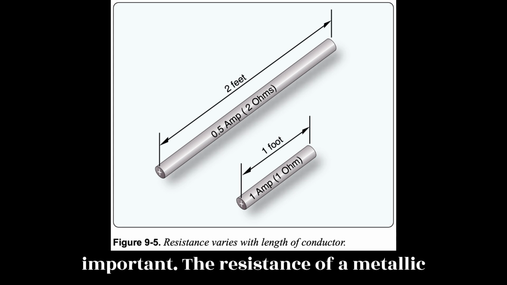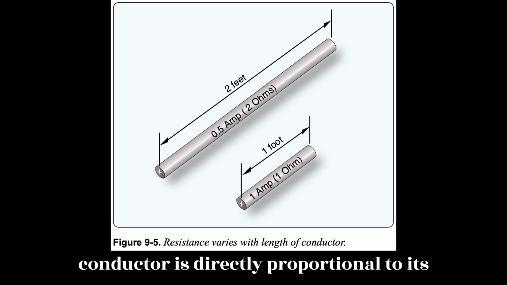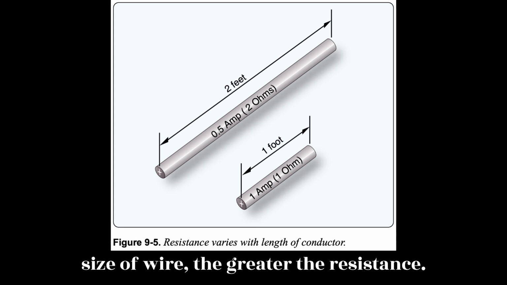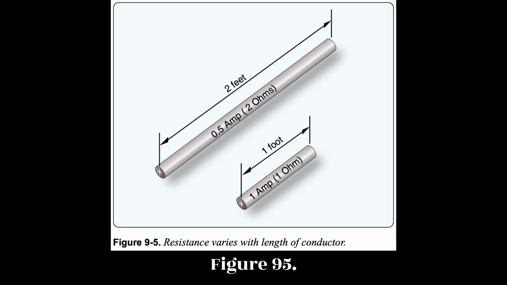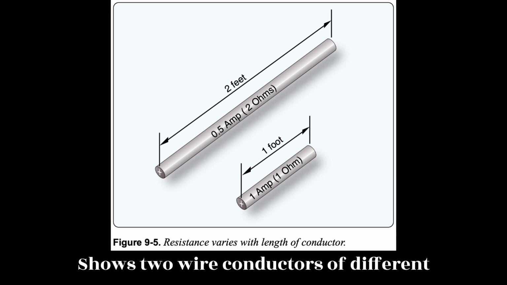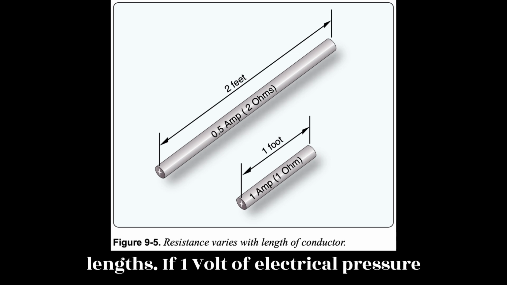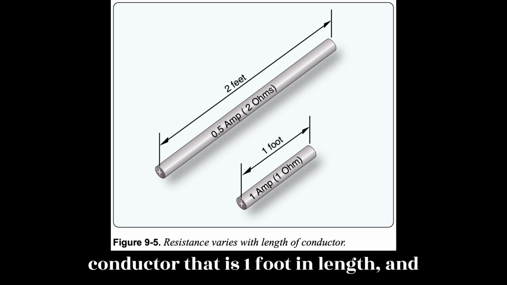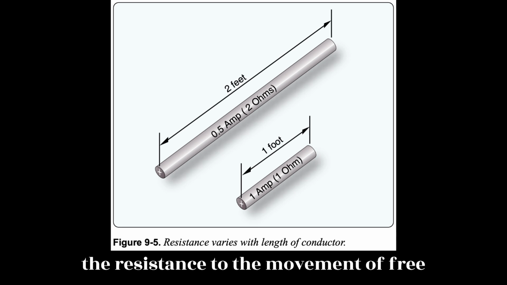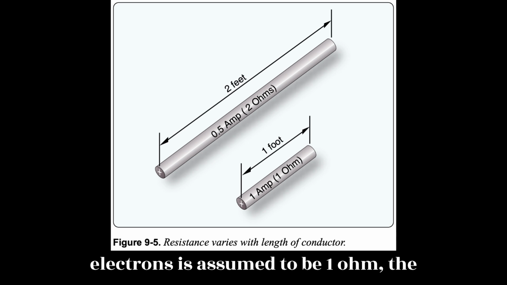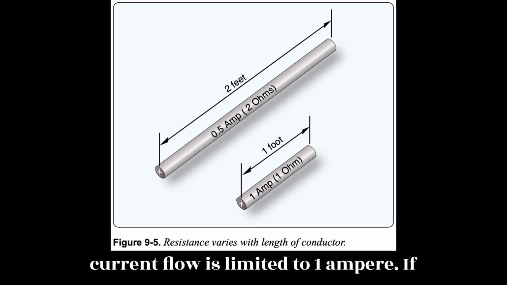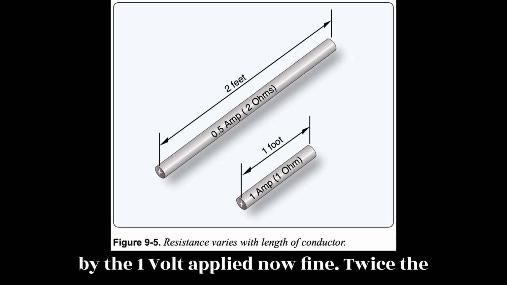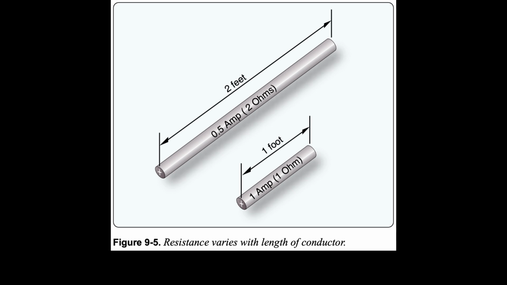The resistance of a metallic conductor is directly proportional to its length. The longer the length of a given size of wire, the greater the resistance. Figure 9.5 shows two wire conductors of different lengths. If 1 volt of electrical pressure is applied across the two ends of the conductor that is 1 foot in length, then the resistance to the movement of free electrons is assumed to be 1 ohm. The current flow is limited to 1 ampere. If the same size conductor is doubled in length, the same electrons set in motion by the 1 volt applied now find twice the resistance.